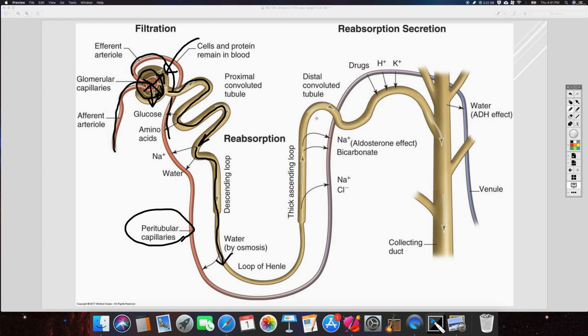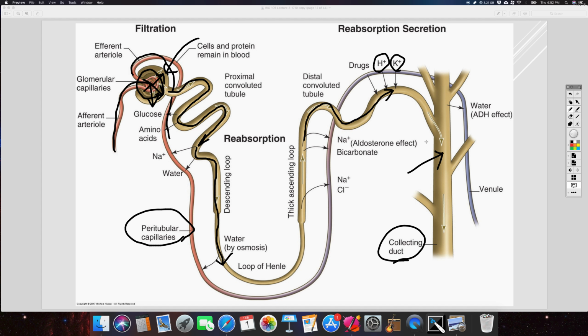Okay. Now, after the loop of Henle, we have the distal convoluted tubule, and this is where drugs and things like that will be secreted into the urine, but also hydrogens and potassiums. Okay, and then finally we have this structure, which is called the collecting duct.